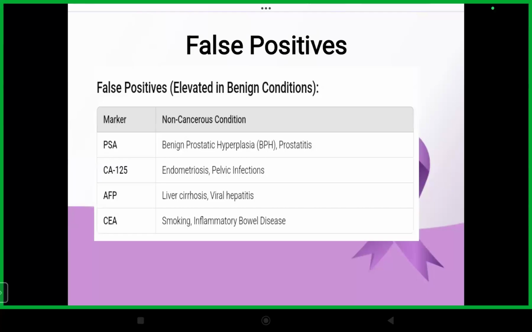So there are chances of false positives, as I mentioned, that is, in benign or non-cancerous conditions. You can find certain markers elevated. One is PSA, seen in BPH and prostatitis. Then CA125, which is elevated in endometriosis and pelvic infections. Then alpha fetoprotein, which is also elevated in liver cirrhosis and viral hepatitis. CEA is seen elevated in people who are chronic smokers or in people having inflammatory bowel disease. So these false positives will affect the specificity.